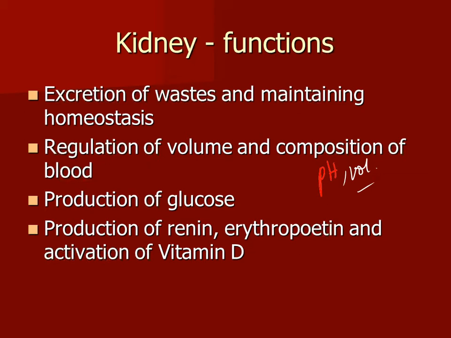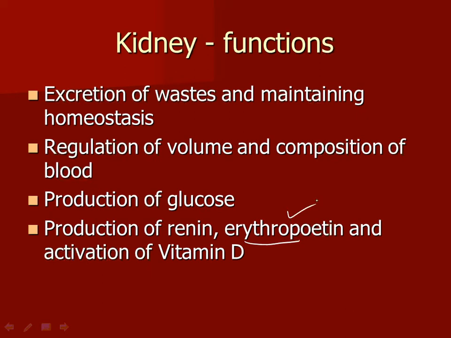The kidneys also actually produce glucose, and a great quantity of glucose can be shunted into the bloodstream when somebody is starved. The kidney could be one of those organs which releases glucose into the bloodstream. So it's one of those places which produces glucose. It also produces a number of hormones and other substances.